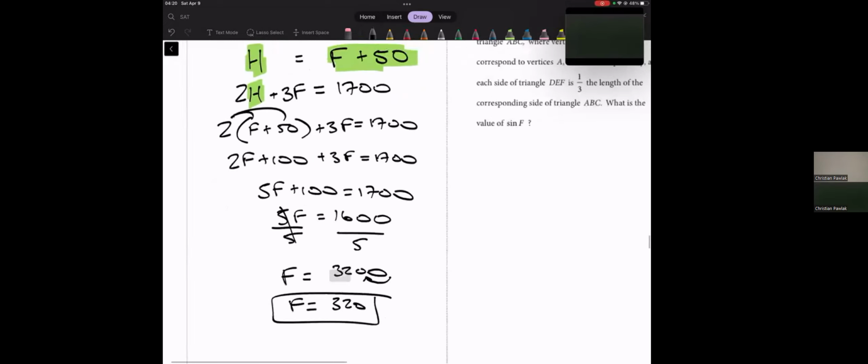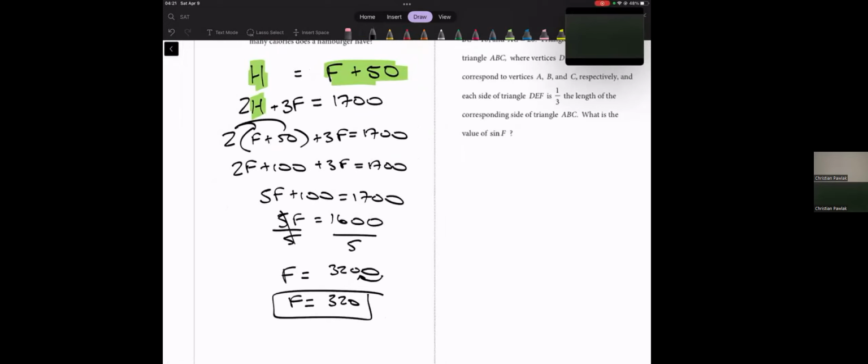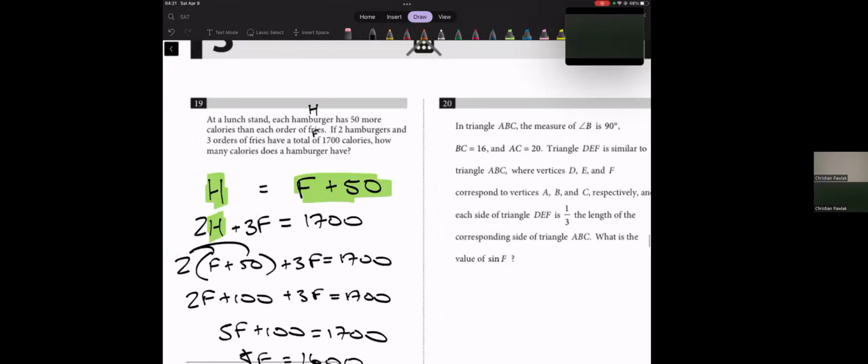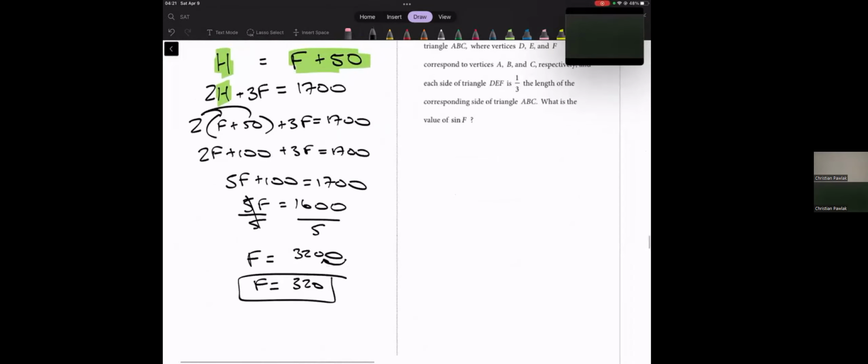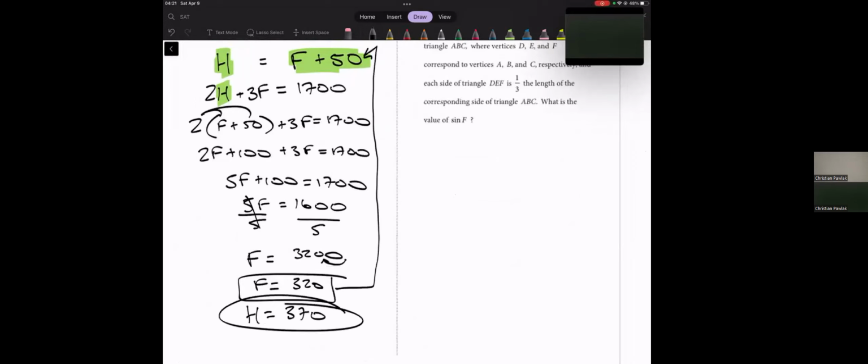Now, that is actually not the correct answer. How come? Remember not to fall for the easy stuff like this. Okay, why do I say it's easy? Because it says how many calories does a hamburger have? Therefore, I don't actually care about the fries. I have to go the extra step, plug it back in. So hamburger is 50 more, so that's 370. Many people picked the wrong one, which was 320.